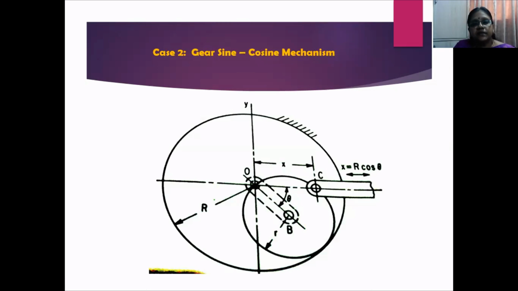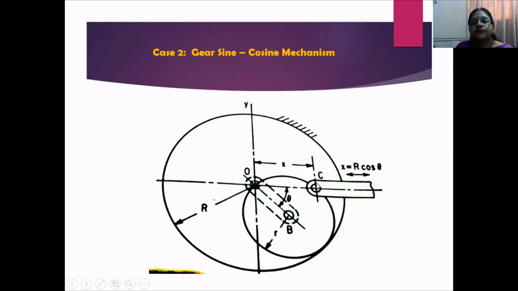Now, another interesting mechanism, a sun-planet mechanism, that is the gear sine cosine mechanism. Here you are using both trigonometric functions simultaneously. Let me say the bigger circle is the sun gear, that is capital R. The smaller one is the planet gear, which has a radius of small r. A crank connects these two. This is the crank connecting both sun and the planet.